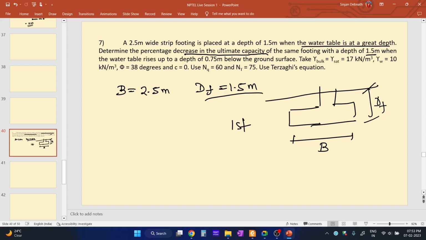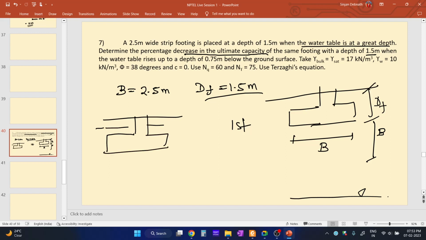The water table is at a great depth. Suppose up to this B, beyond B, the water table was beyond B, and after some years, suppose the water table rises up. So suppose the water table is now over here. It is 0.75 meter below the ground surface. This one is the ground surface and the water table is over here, 0.75 meter.